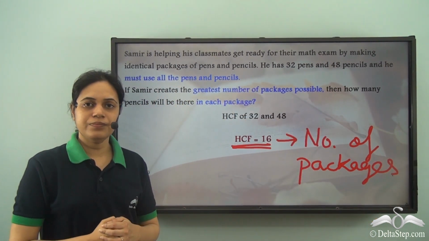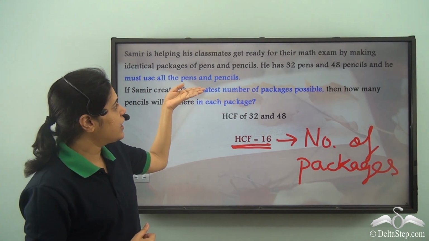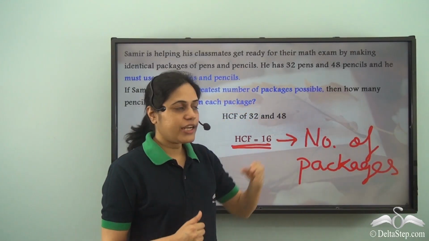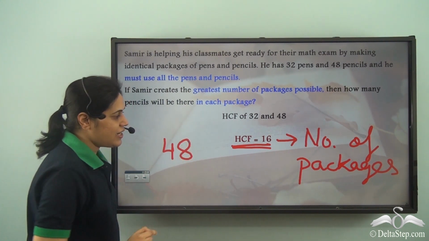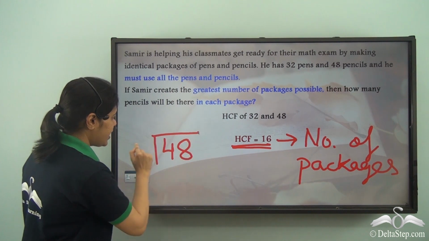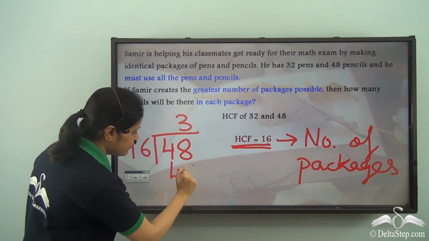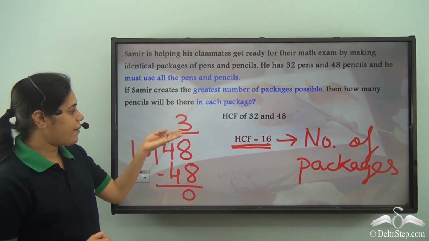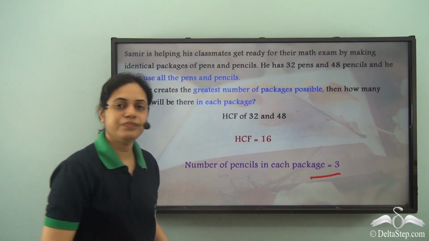which he will make. What do we need to find? We need to find the number of pencils in each package. There are 48 pencils and there are 16 packages. So if I divide 48 by 16, I get the quotient as 3. So the number of pencils in each package will be 3.